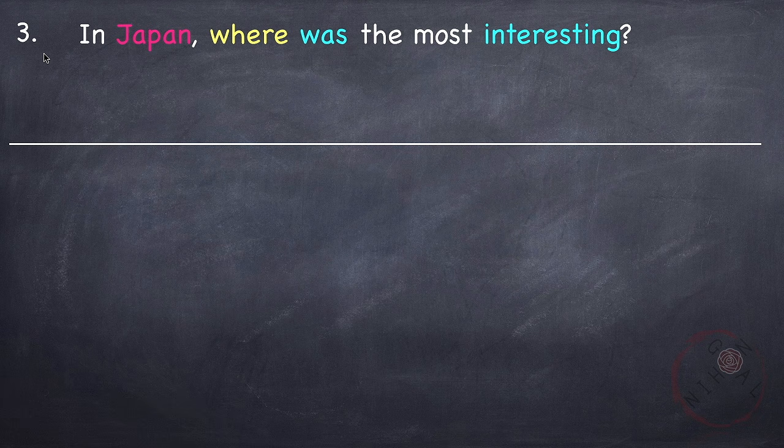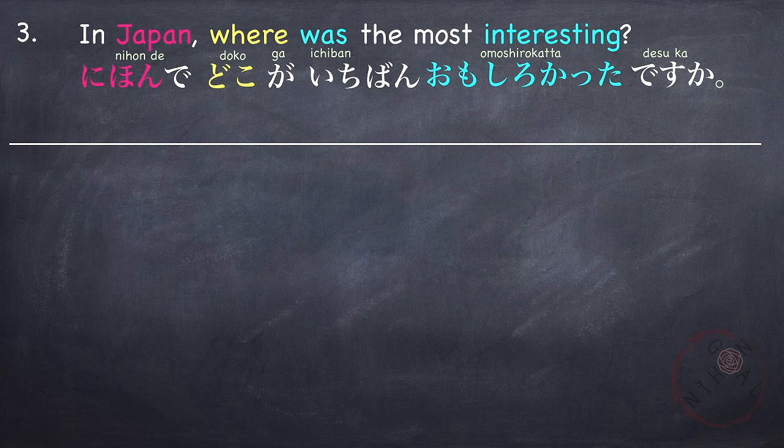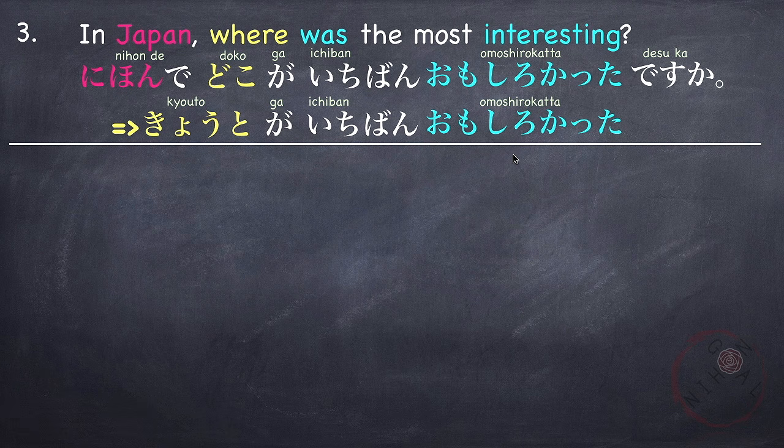Another example, in Japan, where was the most interesting? If, for example, you have a friend who traveled in Japan and you want to ask, oh, where was the most interesting place that you've been to? Nihon de. So in Japan, our interrogative is where? Doko ga ichiban interesting? Omoshiro, and it is in a past form, so we use omoshirokatta desu ka? Nihon de doko ga ichiban omoshirokatta desu ka? Kyoto was the most interesting. Kyoto ga ichiban omoshirokatta desu.